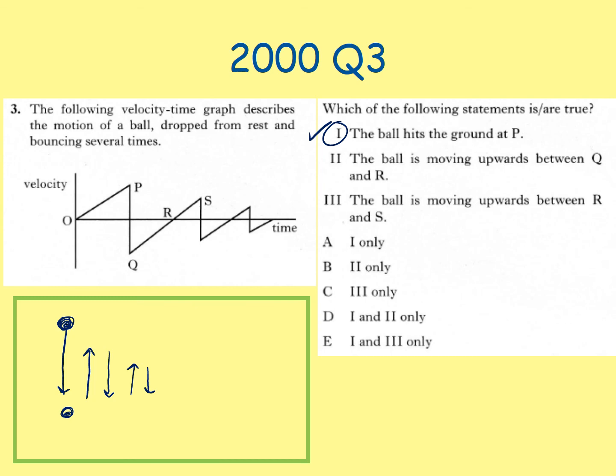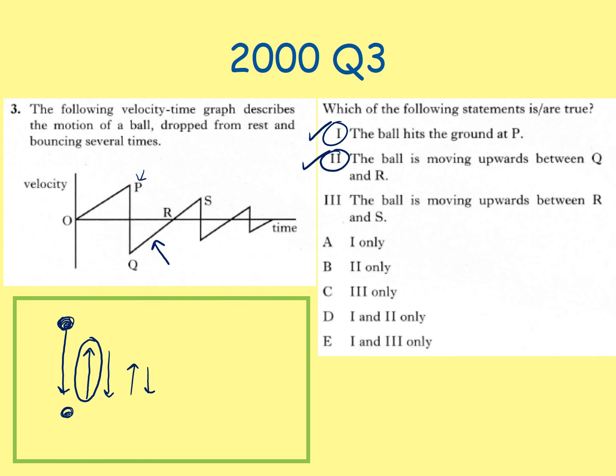Number 2, the ball is moving upwards between Q and R. We can see on the graph between Q and R here, we have the ball having just hit the ground. So you can see at P, the ball has just hit the ground. It then travels upwards again. This is this part just here, and that does correspond to Q to R. So this is going to be correct as well.